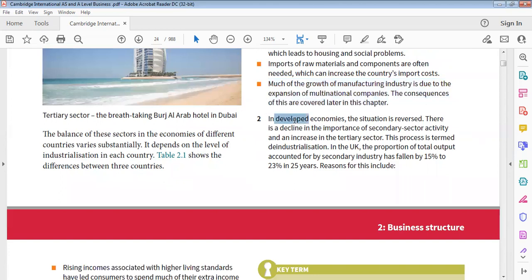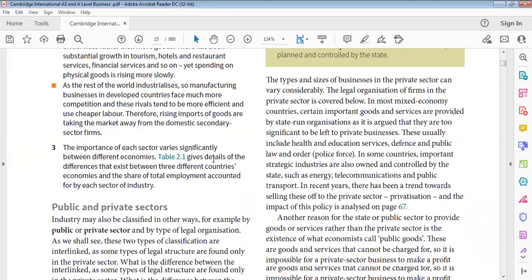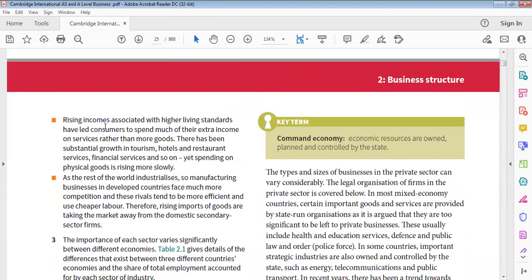Now look at this. In developed economies, the situation is reversed. That means there is a decline in secondary, but an increase in tertiary. So that's what I told you, right? As a country becomes more and more developed, they start focusing on the tertiary. And then they've given some reasons for that. Why is the tertiary increasing?